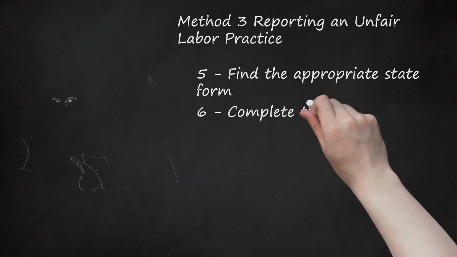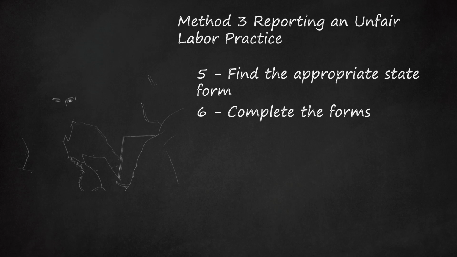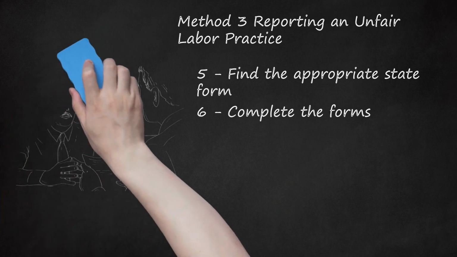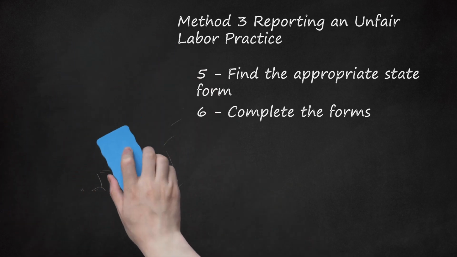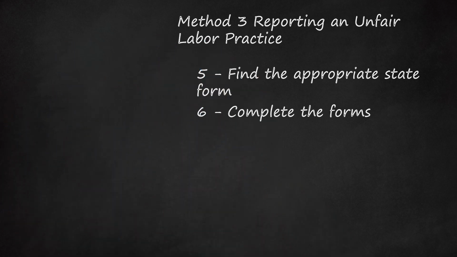6. Complete the forms. The forms will ask for basic information about either your employer or union, including their name, address, and telephone number. Additionally, you will need to provide a factual summary of your complaint. You may also be asked if you have raised the issue as part of any other grievance procedure. Don't wait to report. Generally, you must report an unfair labor practice within 6 months of its occurrence. If you have questions, you may call your regional or state office.